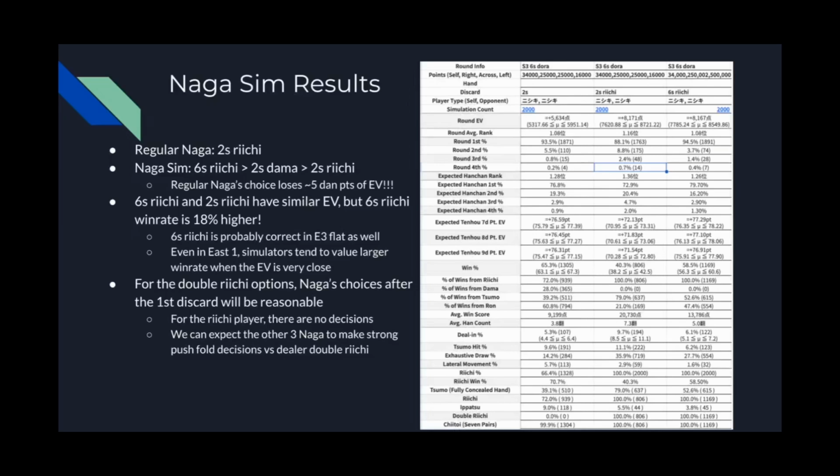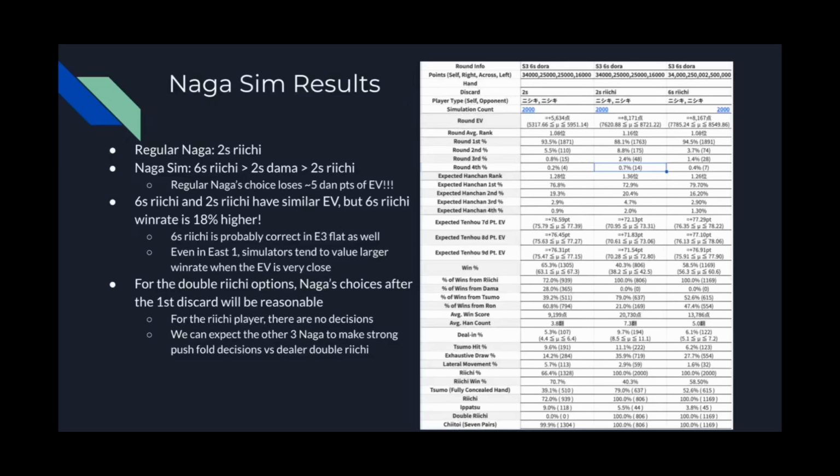For the what would you do 2, which was what if it was East 1 with 25k points, we haven't run that simulation, but in this simulation, the expected value of 2S and 6S Riichi are actually almost the same. But 2S Riichi has 18% higher win rate. So it would imply that probably 6S Riichi is better than 2S Riichi, even in East 1, based on this simulation. Of course, we're trying to generalize these stats to East 1 stats, which might not be true.